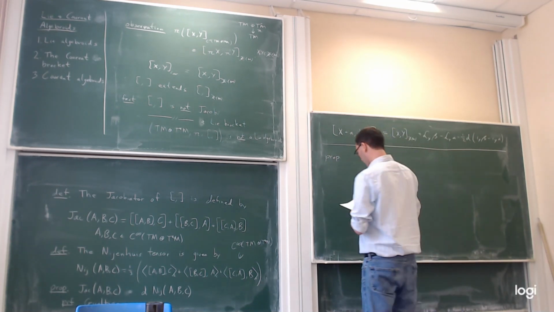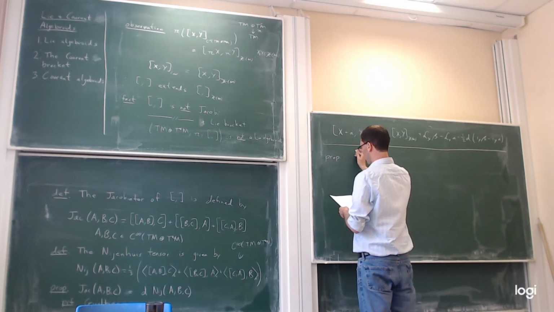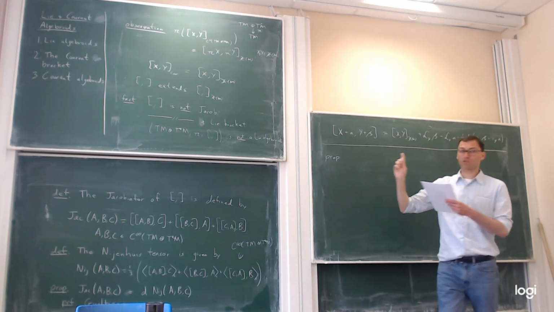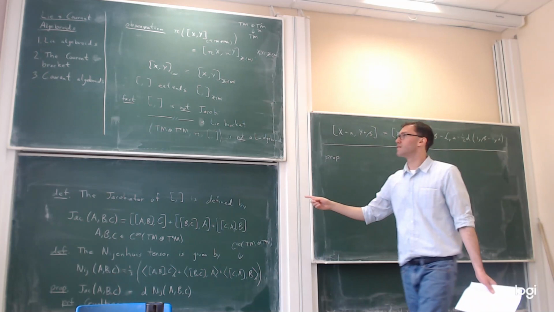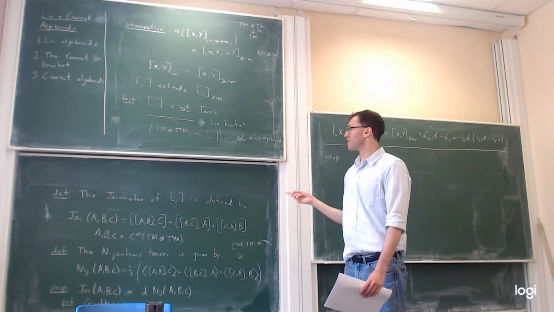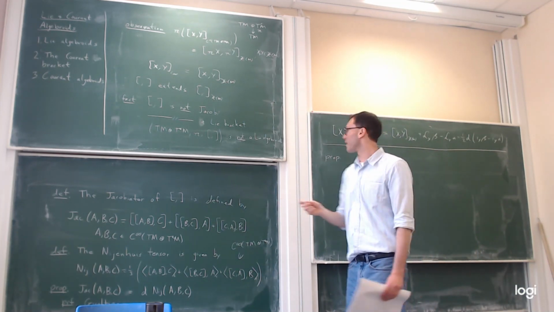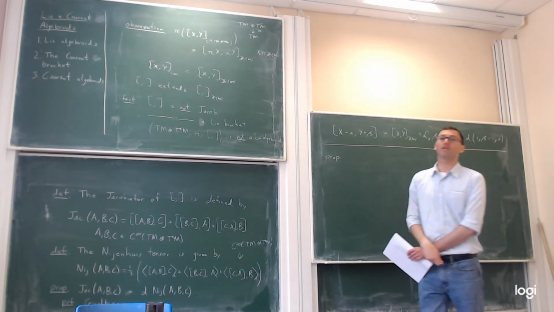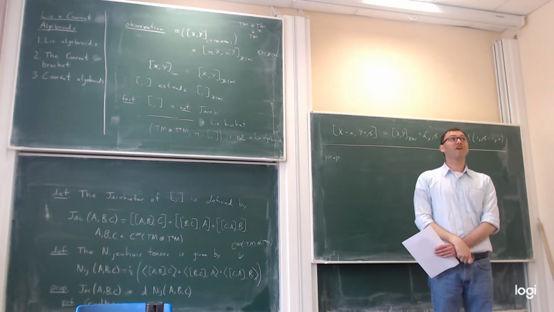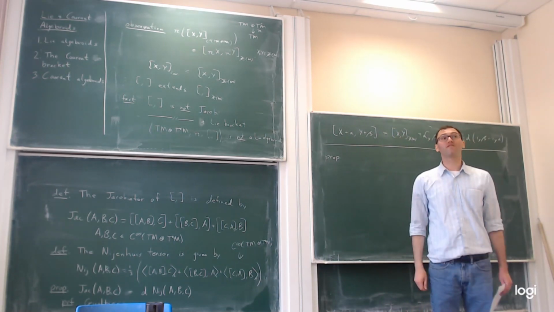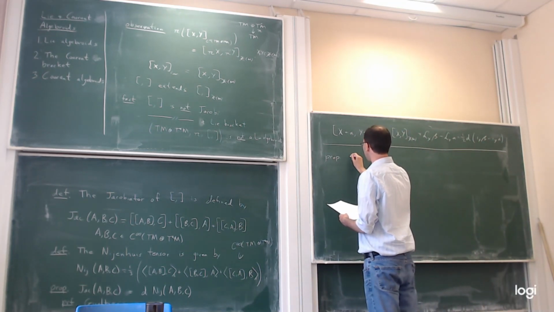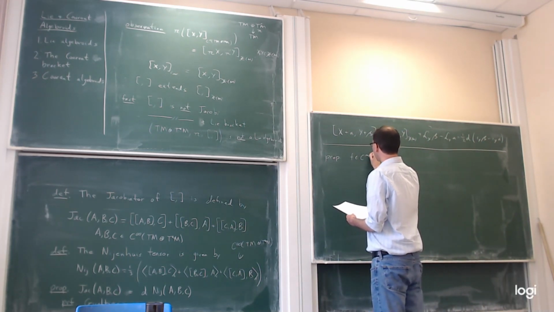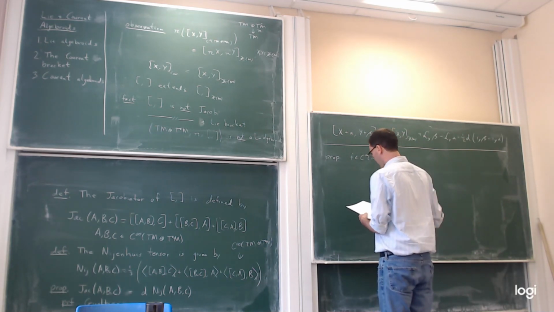Great. So now we're going to see how far the Courant bracket is from being a Lie bracket. Now we're going to see the extent to which the Courant bracket fails to satisfy the Leibniz condition. So now we're going to let f be a smooth function on M.